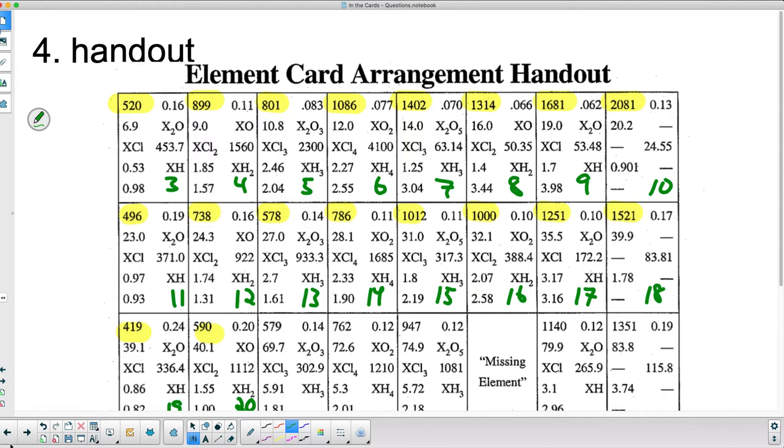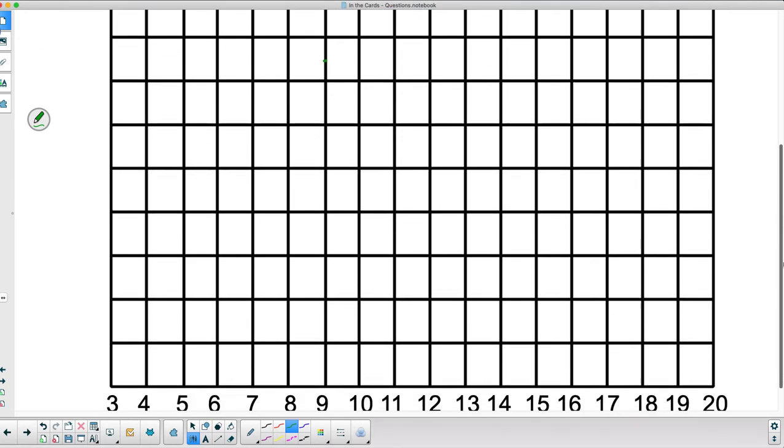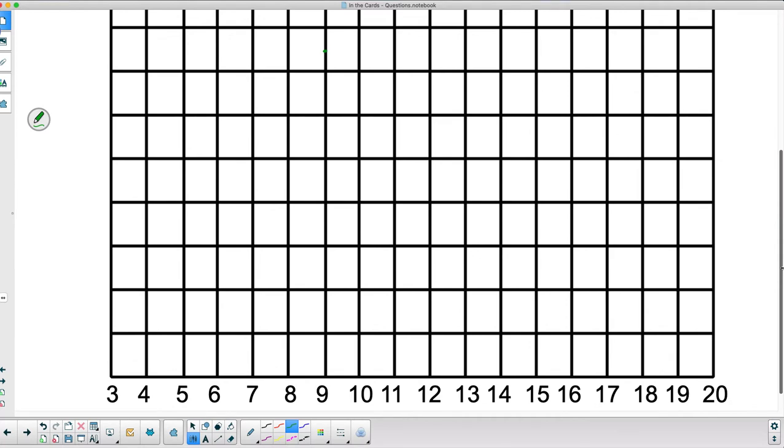If you look at the highlights, you will notice that the lowest highlight I have is 419, and the highest one is up here with neon at 2081. So that's my range, from 419 to 2081. The first thing I'm going to do is make a scale. Notice at the bottom, 3 is lithium, 4 is beryllium, 5 boron, carbon, nitrogen, oxygen, fluorine, neon, sodium, and so on, as I go across from 3 all the way to 20.